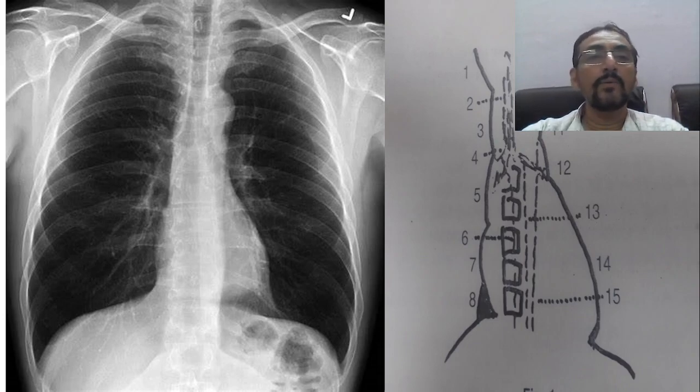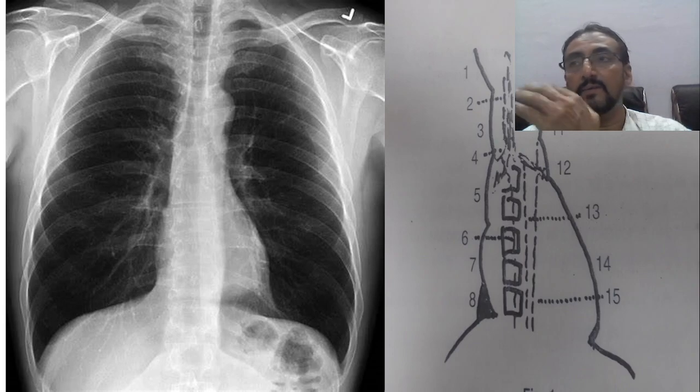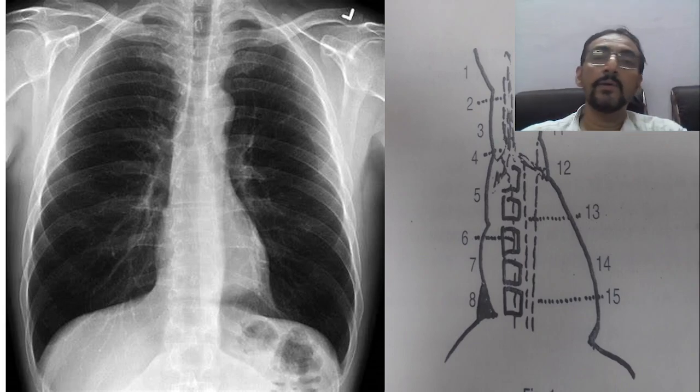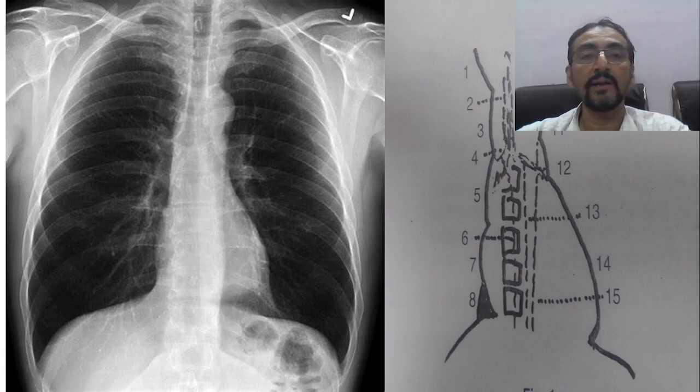So now you try to identify whatever points we have covered. So area number 1, on the right side, area number 1, it is almost all present over here. So this particular area is where the right brachiocephalic vein as well as artery is present.